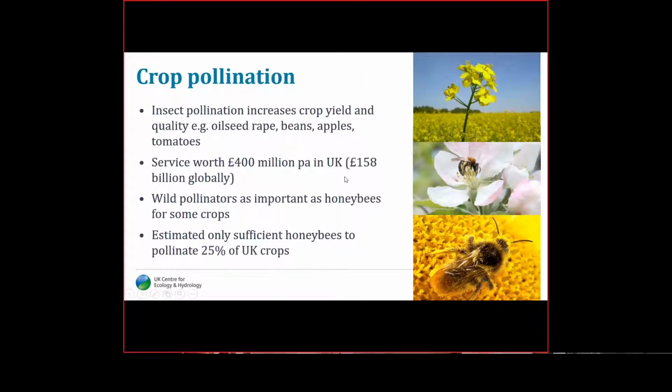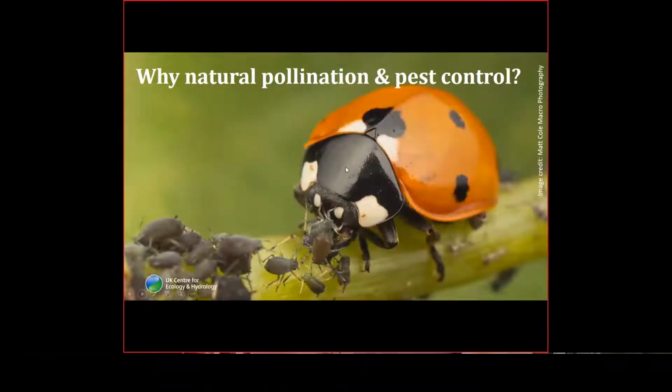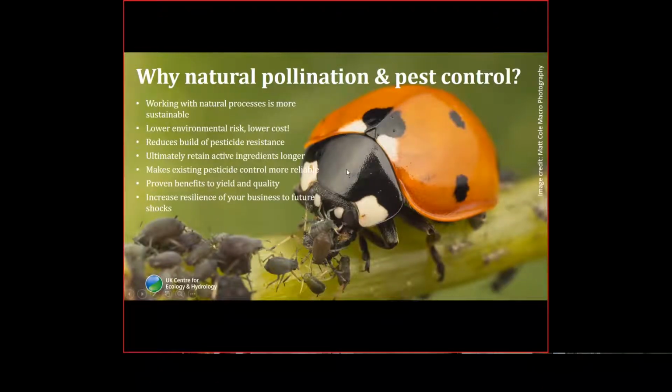So, wild pollinators are important and we need them. That's a bit of background, which you probably know. So really the core of this is, why natural pollination and pest control. As I said before, working with natural processes has to be more sustainable in the longer run. The natural ecosystem. It's Julian's factory analogy.